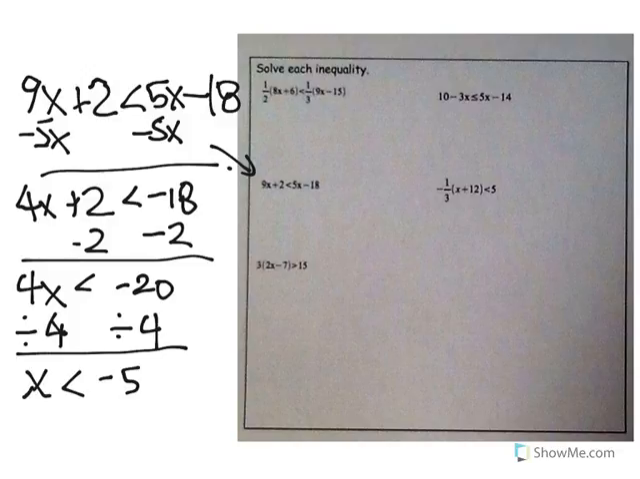Again, I'm going to check this answer. The easiest way is, again, to plug in 0. I know 0 should not be a solution. So if I plug 0 into this inequality, that would be 2 on this side is less than negative 18. Since 0 is not a solution, I know that I have this correct because 0 would be greater than negative 5. So let's try another one here.